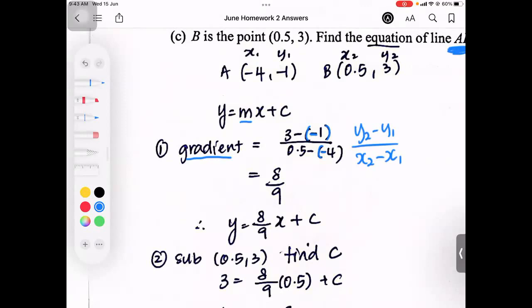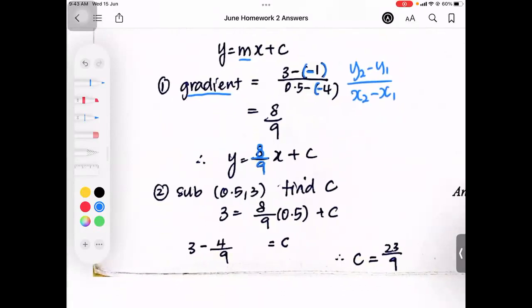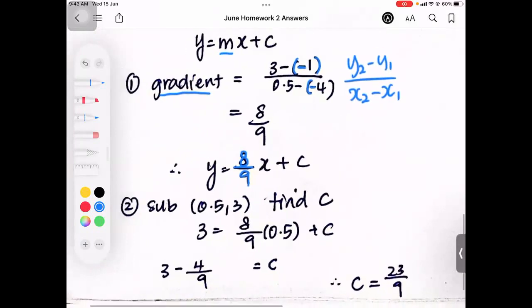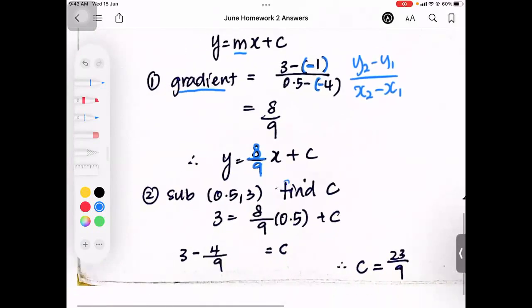y equals to mx plus c. So I replace my gradient, then with the c value. Next one, how do I find my intercept? I substitute a point. For me, I choose to substitute the one that has no negative number because I worry that I will make mistake. So I chose B 0.53. But if you want to use -4, -1 also can, no problem. To find c, so after I multiply, I subtract it away. So I move it over this side, I subtract it away.